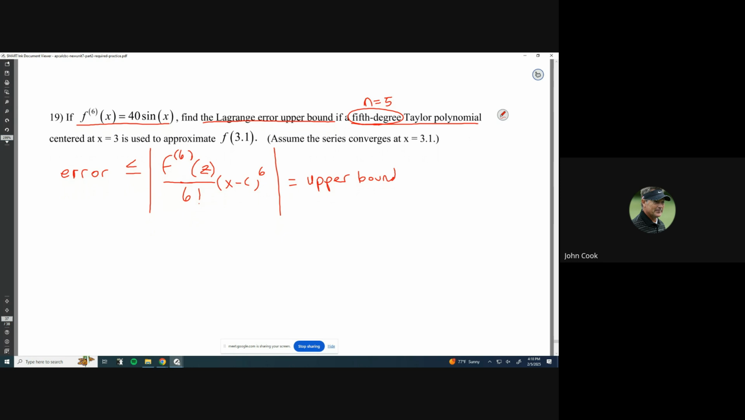And then x minus c. Well, c is where it's centered around. Let's see, centered at x equals 3. So that's going to become a 3. And then x, that's the number that's inside the function, the number that I'm approximating, so 3.1.